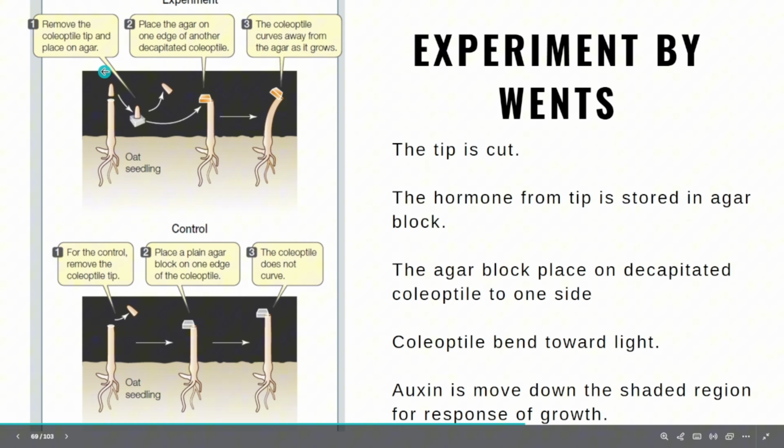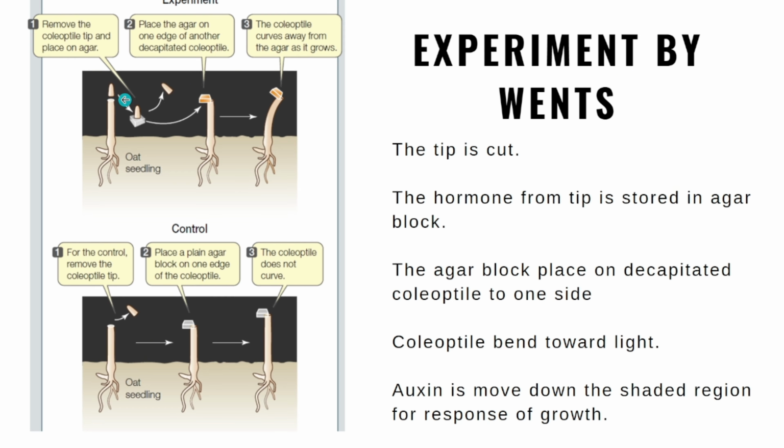So we can see here, when they cut off the tips, and they put the hormone in the jelly, and this jelly is put back onto the tips, they found that it can still grow. So this hormone, auxin, can still function even though the tips are removed. Of course, if you use jelly that does not have the auxin, they do not grow.